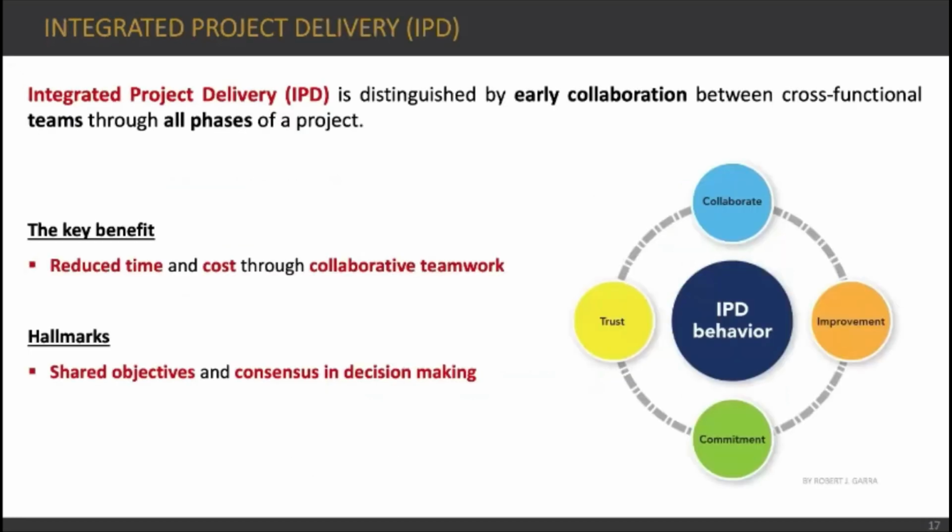And as a fourth and relatively new procurement process, integrated project delivery, or in short IPD, is distinguished by early collaboration between cross-functional teams through all phases of a project. The key benefit of this method is reduced time and cost through collaborative teamwork, and shared objectives and consensus in decision making are the main hallmarks of an IPD project, we can say.